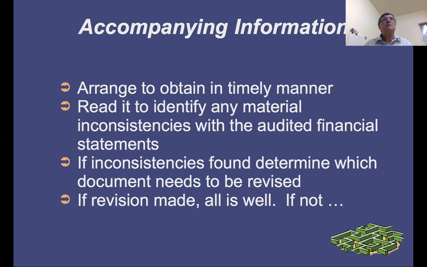So what happens? Well, if there's going to be accompanying information, first of all, you ask the client, will there be accompanying information? Normally we know this. And arrange that it should be obtained in a timely manner, if you can. Then you read it to make sure there are no material inconsistencies with the financial statements. If there are inconsistencies, you go back and say, dear directors, your report says this, the accounts say that, these can't both be correct. And normally it'll be fixed up and they will be consistent. But that might not happen.